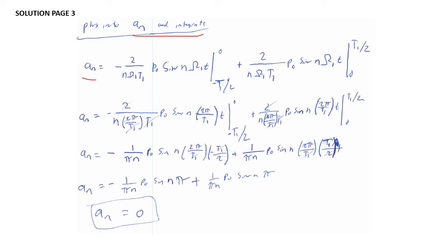So we do this step by step. A sub n is equal to negative 2 over n times our omega 1 T1. We pull out our constants and do our integration. P naught times the sine of n omega 1 t. Evaluate, again, we break this up. First, we go from our negative T1 over 2 to 0. Then we do the other side over here. We have 2 over n times omega 1 T1, p naught times the sine n omega 1 t, evaluated now from 0 to T1 over 2. So again, we break that one up just like we did before.